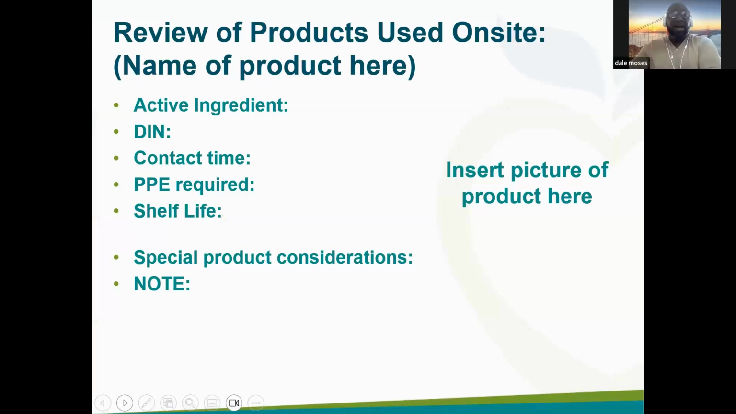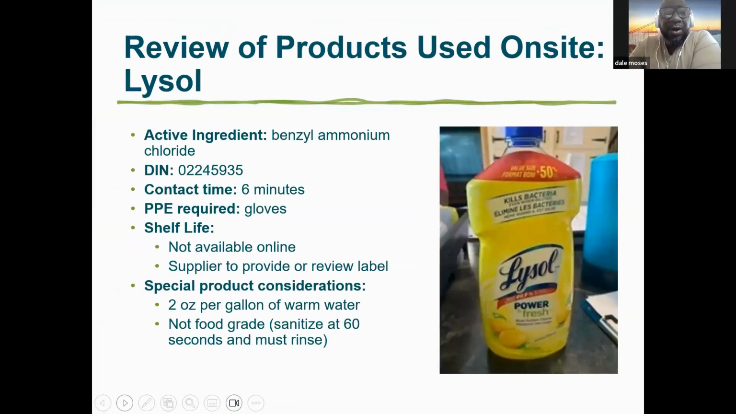So I'm just going to give you a couple of products that we do use and what we look for in these. So, just a review of products that we use. I've shown this millions of times. It's a really good product, and the reason why I use these slides is because these are things that we are still using. This is Lysol, which carries benzyl ammonium chloride inside. It has a DIN number, has a contact time of 6 minutes. Us being community support services agencies, we're still healthcare facilities. I usually recommend 5 minutes and below.